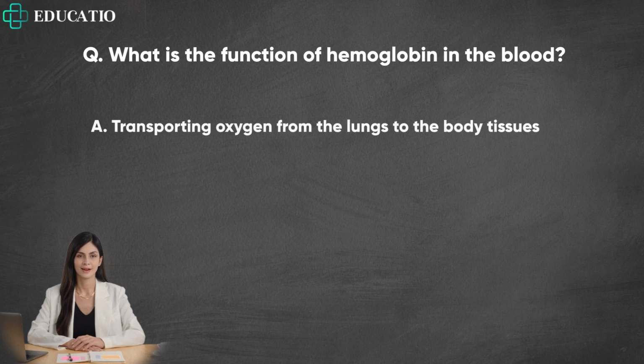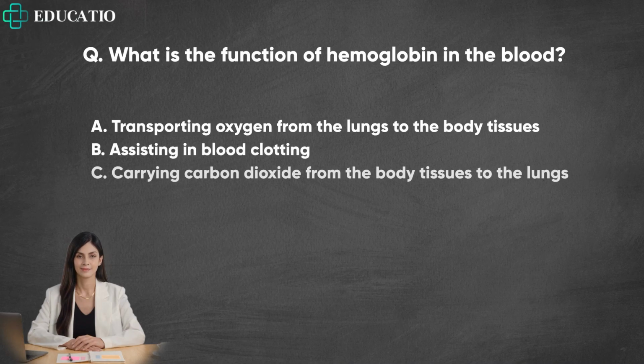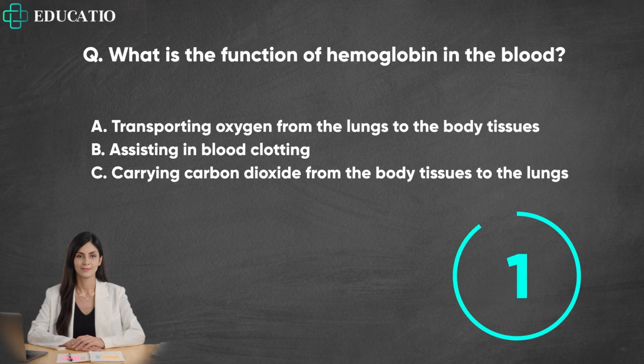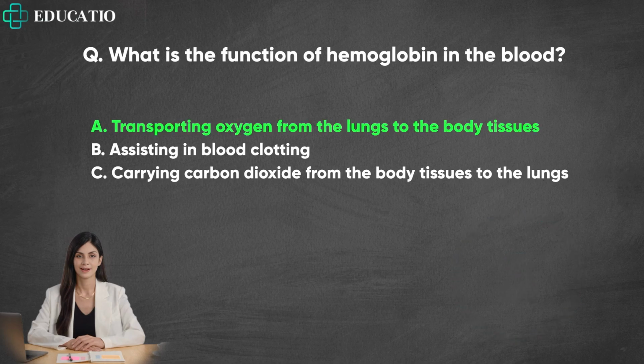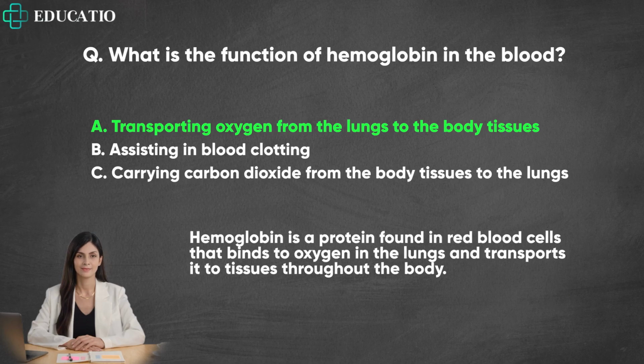Question: what is the function of hemoglobin in the blood? A. Transporting oxygen from the lungs to the body tissues. B. Assisting in blood clotting. C. Carrying carbon dioxide from the body tissues to the lungs. Answer: A. Transporting oxygen from the lungs to the body tissues. Explanation: hemoglobin is a protein found in red blood cells that binds to oxygen in the lungs and transports it to tissues throughout the body.